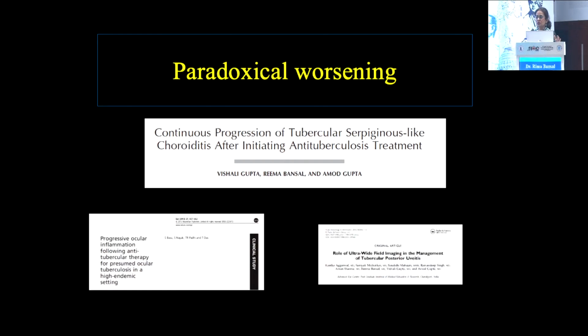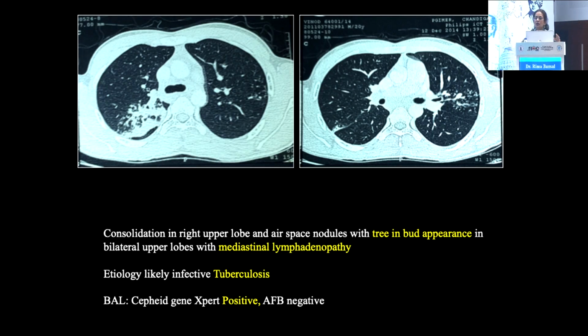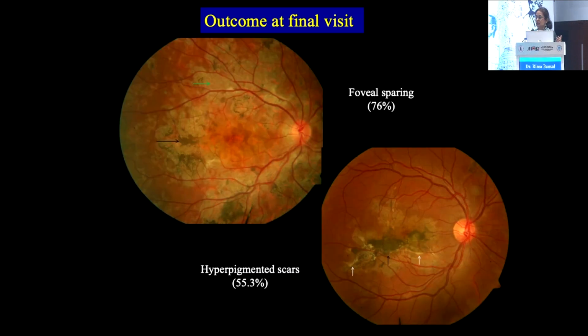Paradoxical worsening, we are all very aware of it. It happens. It's a well-known entity. And you may have a positive Mantoux, you may have involvement on the radiological imaging, but even if you don't have positive radiological imaging, you have the clinical phenotype in front of you in an endemic setting. I think the diagnosis is not really difficult. And this is how it heals, with exuberant pigmentation all around the fundus, with the classical foveal sparing. Even if this kind of pigmentation is there, we have these patients spared with 6/6 or 6/9 vision.